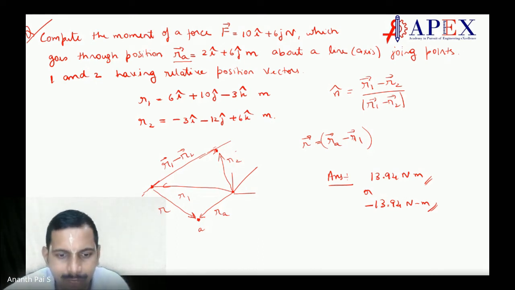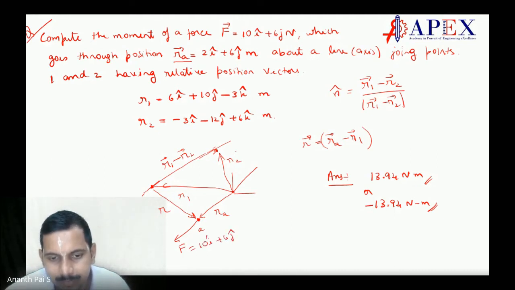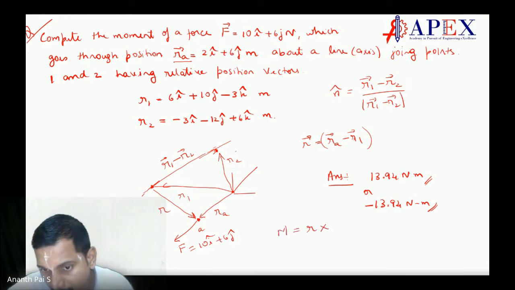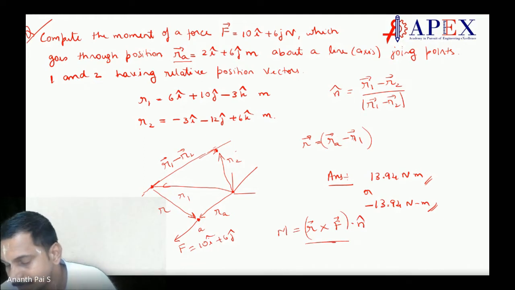Now F is given. F is acting at some place, and F is given as 10i plus 6j. So now what you have to do is M is equal to r, which is this, crossed with F, dotted with n. Now do it, students. See whether you can get it.